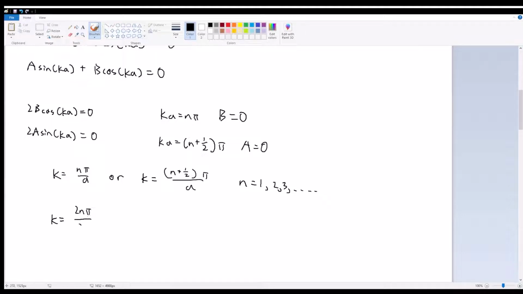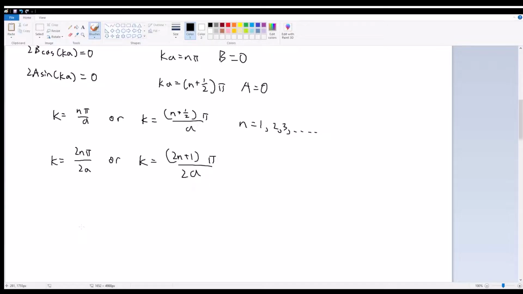pi over 2a, or k is equal to (2n plus 1) pi over 2a. And this is more akin to what we actually want, because now we have a 2a at the bottom, which suggests that our well actually has a width of 2a instead of just a.